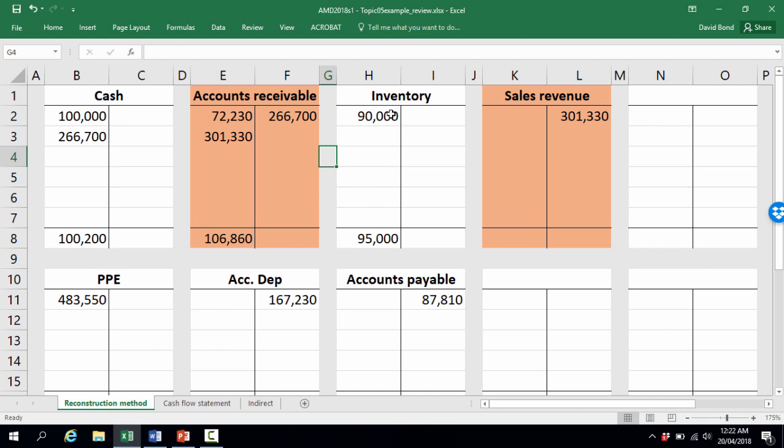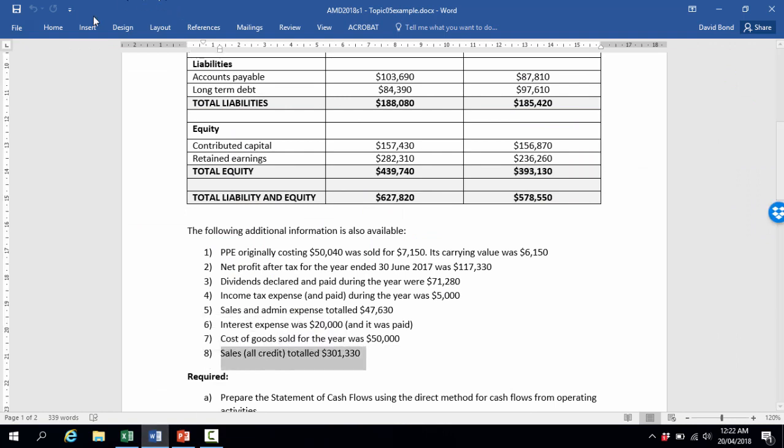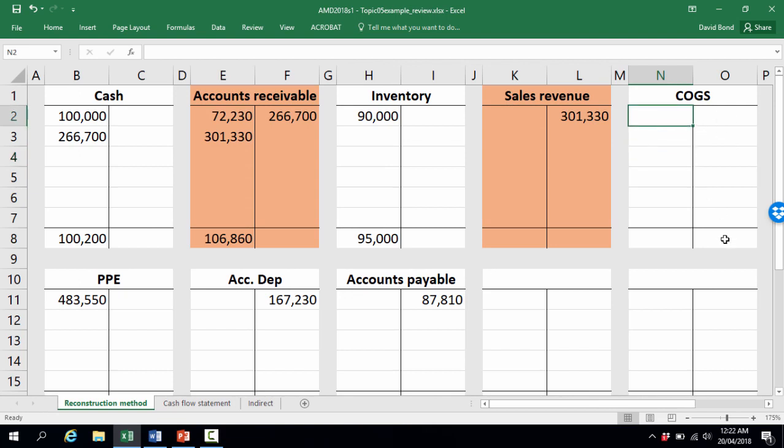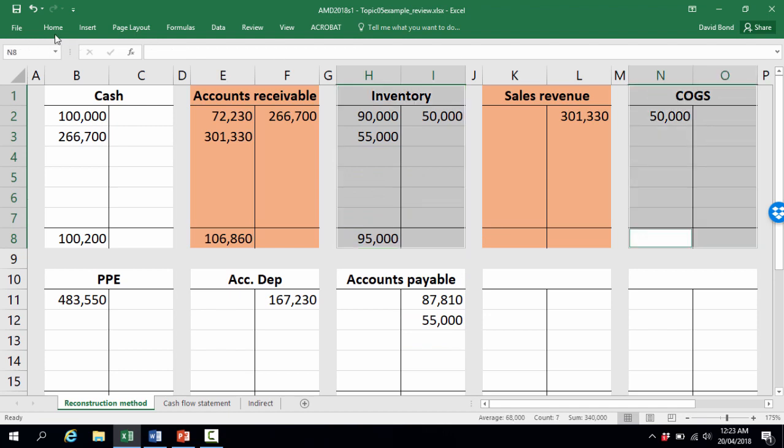Now, in this case, inventory increases from 90 to 95, so it looks like we've just purchased 5,000 in inventory, but we also know that we've sold inventory. And if we come back to the example, I'll strike that out because we've used it. The cost of goods sold was 50,000. So cost of goods sold, if that expense exists, it would be debit 50,000, credit inventory 50,000, which means the balance at that point is 40, but it's not really, it's 95. So we've had a $55,000 inventory purchase, and so we debit 95 inventory and credit accounts payable 55. That's inventory dealt with and cost of goods sold dealt with.